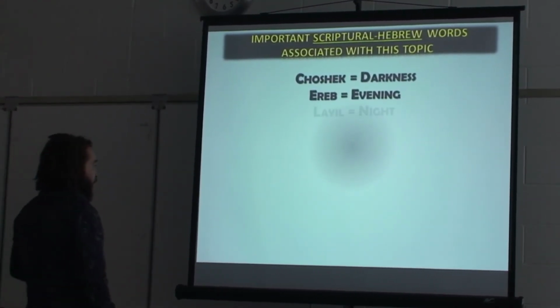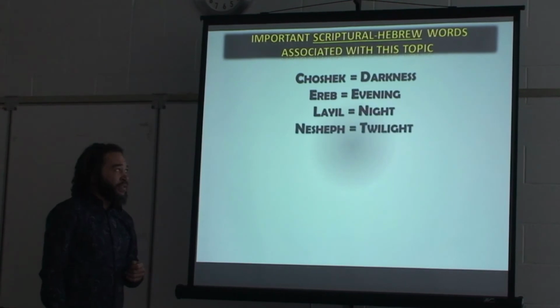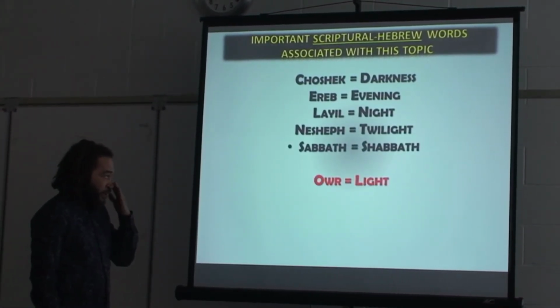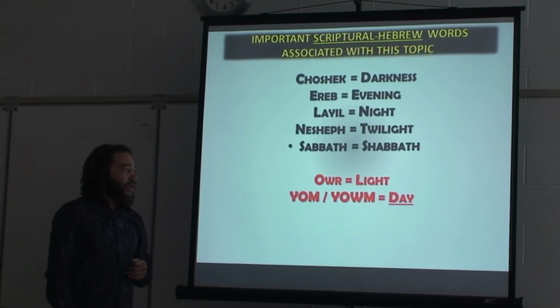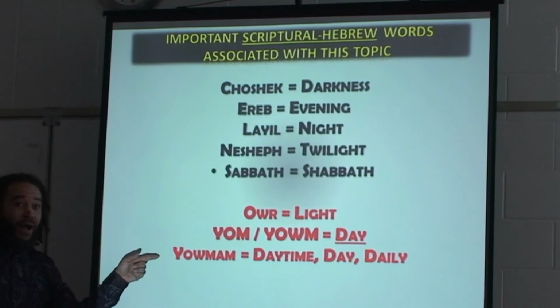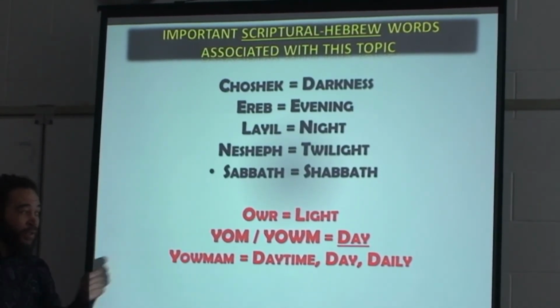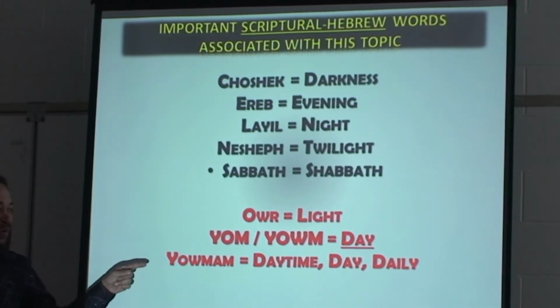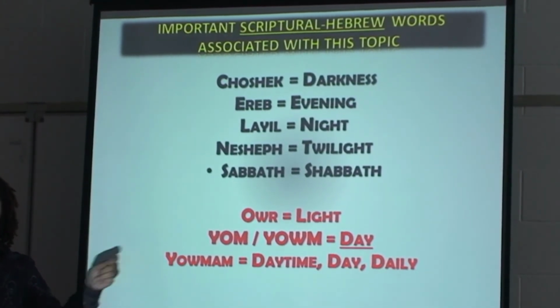Erev means evening. Layil means night. Nishef means twilight. Shabbat, Sabbath. Or means light. Yom, as you've heard before, Yom, day. You even have a word called Yomam. Not your mom, but Yomam is daytime. It means daytime, day, and daily. A lot of people don't know about this word. It's used quite extensively in the scripture.